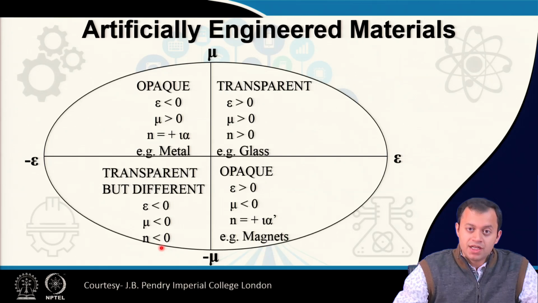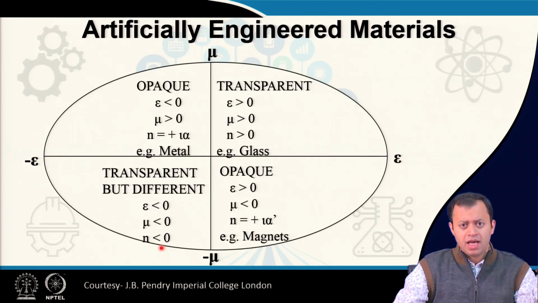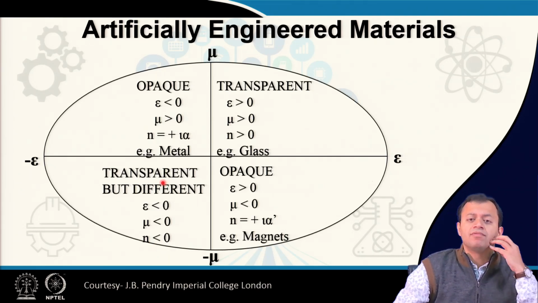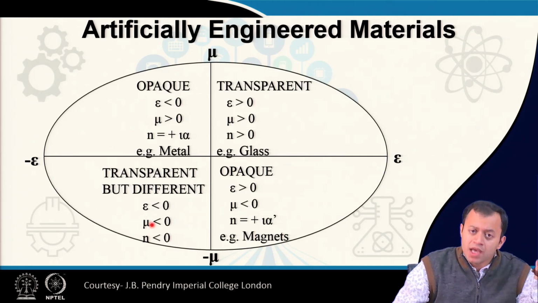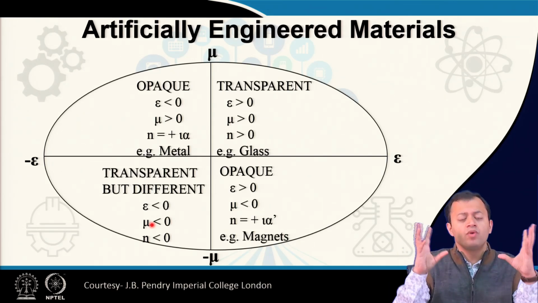Now, it was in 1968 that a Soviet physicist, Victor Veselago, made a thought experiment: what will happen if I have a negative refractive index? How can I do it? I can have epsilon and mu negative. How do I get epsilon and mu negative? He had no idea. He didn't write it down. He thought, suppose I have this, what will be the manifestation?